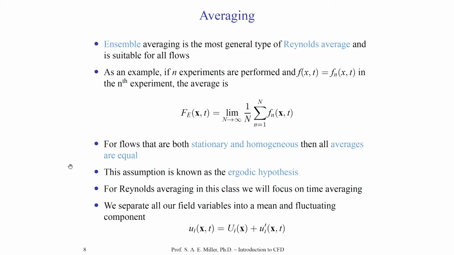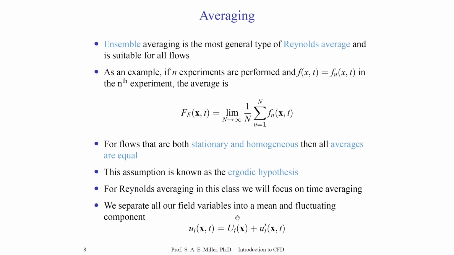For Reynolds averaging in our class, we will focus primarily on time averaging, which by definition is what Reynolds averaging is. But there are other types of Reynolds averaging, maybe Favre averaging, which we'll also show later. Now, here's the actual Reynolds average operating on the field variable u. We would also apply this to pressure or density, etc. We'll just show it for u.